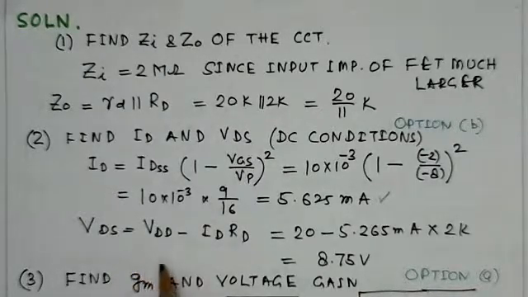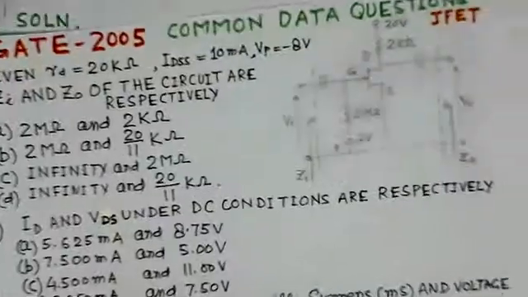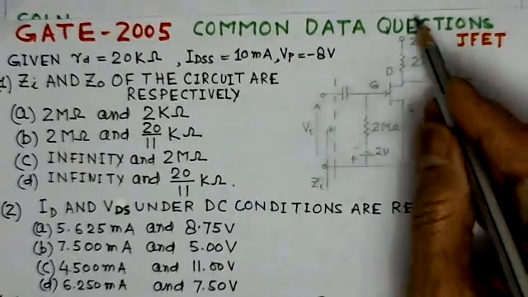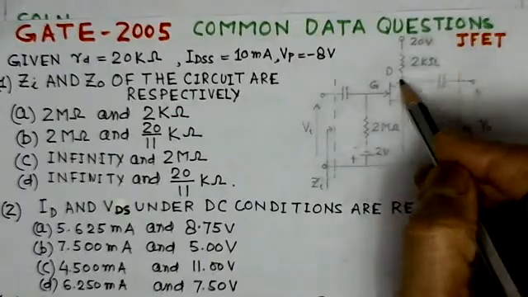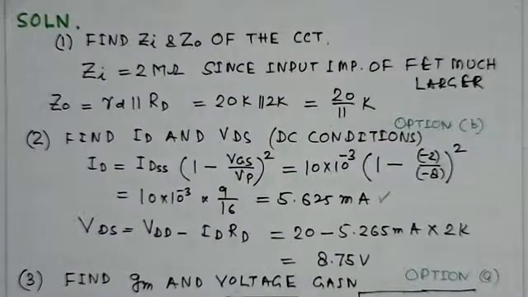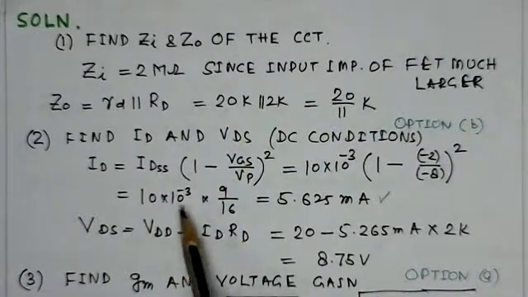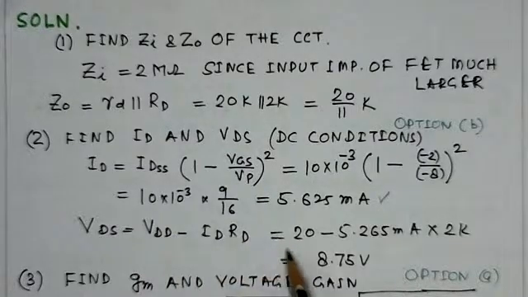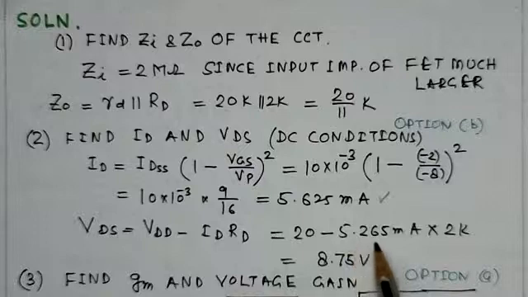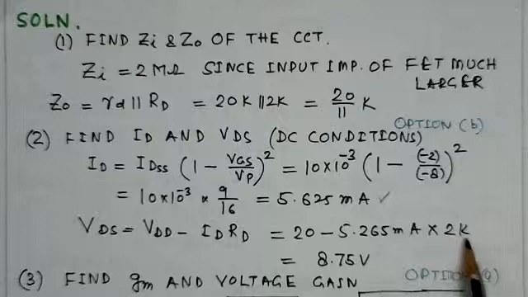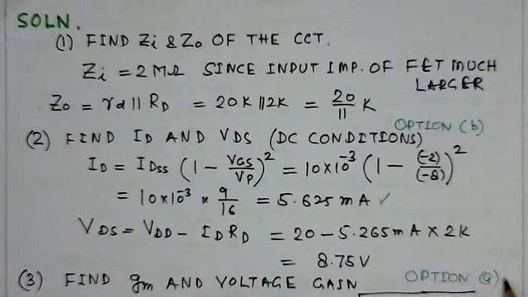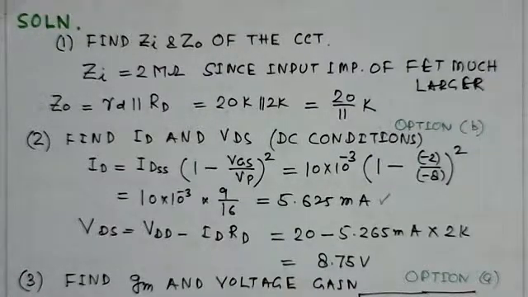Now the VDS. We have to find this VDS. This VDS will be VDD minus the drop across this 2 kilo ohm resistor. Okay, so VDS is VDD minus IDRD. VDD is 20 volts minus ID times RD, 5.625 milliamperes. We already found the value of RD is 2 kilo ohms. It comes out to be 8.75 volts. So this option A is the right choice here.